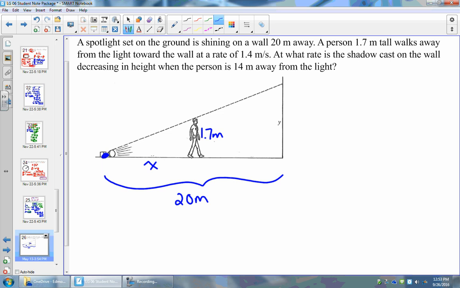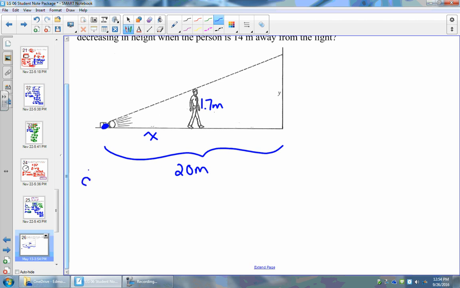Okay, and what this is saying now is at what rate is the shadow casting on the wall, I'll back up a little bit. A person 1.7 meters tall walks away from the light toward the wall at a rate of 1.4 meters per second. So we know now that dx/dt is going to be 1.4 meters per second. And like I mentioned in that other question, because this person is walking away from the origin, that distance is getting bigger, we know that that rate is going to be a positive rate.